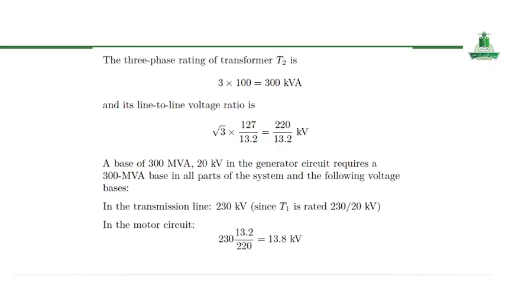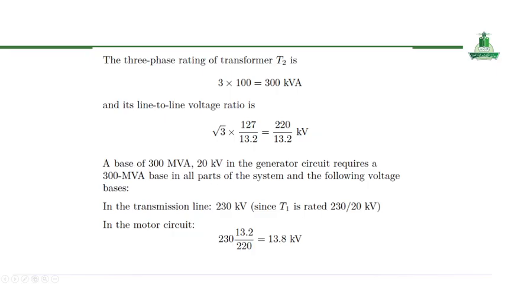So we will have this one. With these values, a system-wide base is selected as 300 MVA. Sorry, there is a typo here. This is MVA, not kVA.